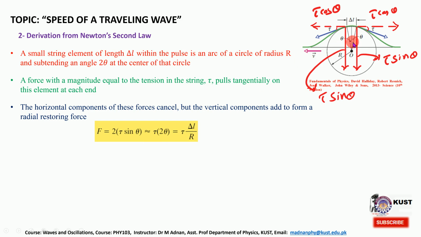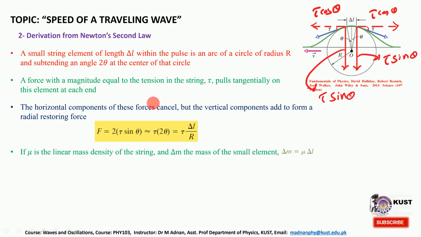So from there we have theta, and then that will be the arc length. Instead of s we have delta L, so s is equal to r times 2 theta, so that 2 theta will be the arc over the radius. So this is that force which actually pushes this element of the string at this position towards the equilibrium.